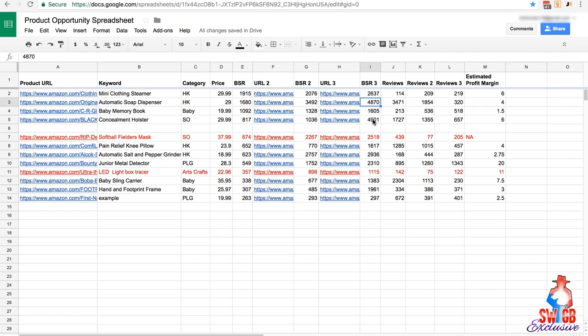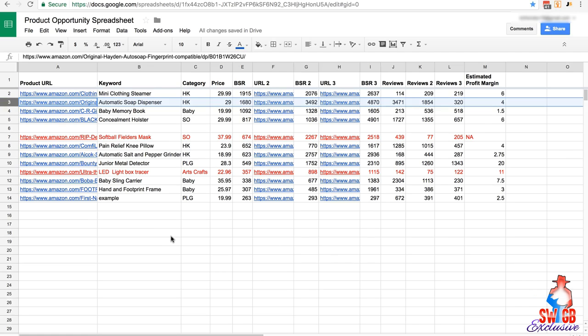Although the concealment holster at 4901 is also looking very uncompetitive for the third product, in this situation the tiebreaker is going to be the reviews. And although our automatic soap dispenser is the least competitive in terms of BSR, the high number of reviews would put me off this product.